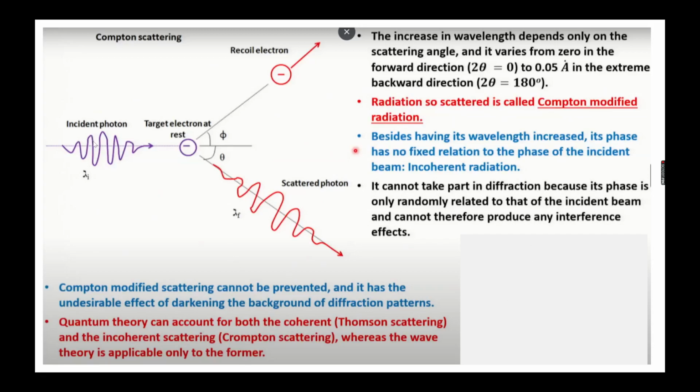Here you can see the incident photon coming and this is your target electron at rest. What will happen is that your scattered photon goes to this side and your electron is knocked out. Here this angle is theta and suppose this angle is phi. The increase in wavelength depends only on the scattering angle. It varies from 0 to the forward direction, and it is saying that about this direction and the wavelength.